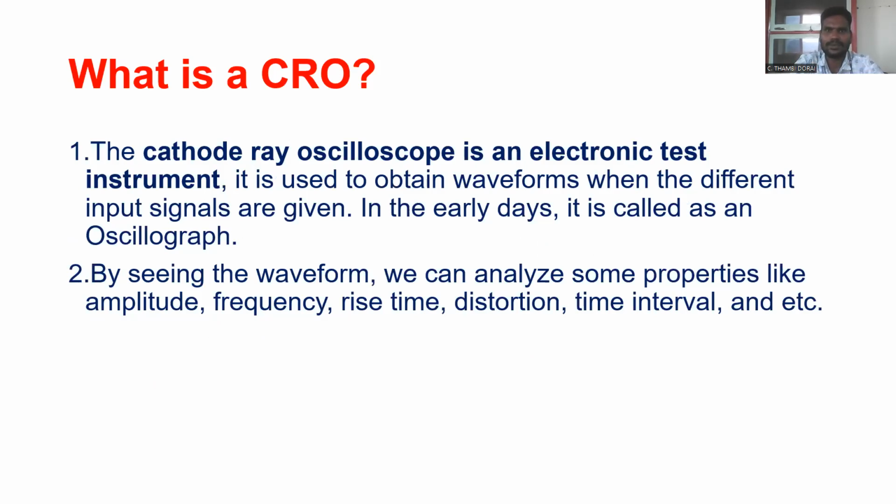Then what is CRO? CRO means cathode ray oscilloscope, which is an electronic test instrument. It is used to obtain waveforms when different input signals are given. In earlier days, it was called an oscillograph. We can analyze properties like amplitude, frequency, rise time, distortion, time interval, and so on. In CRO, we mainly measure the amplitude and time period of waveforms.